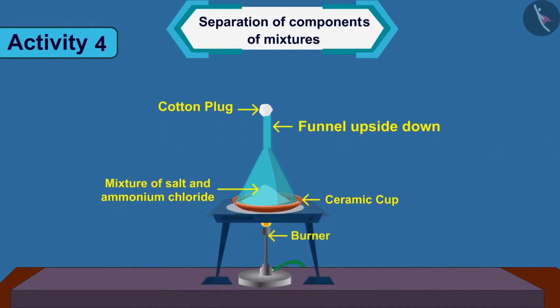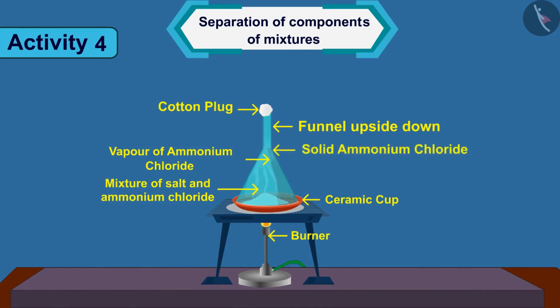Now, heat the ceramic cup slowly using a burner. What do you see? As the cup is heated, the vapor of ammonium chloride rises upwards from the cup, and after some time, this vapor starts to settle on the cool surface of the funnel. Keep the ceramic cup warm until the vapor stops coming out of it.